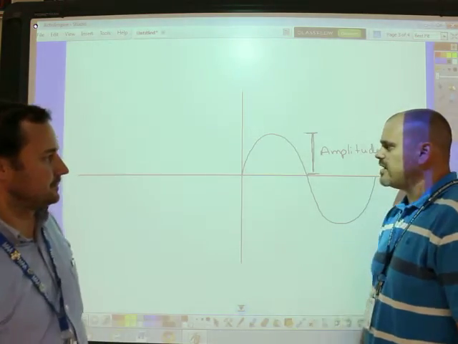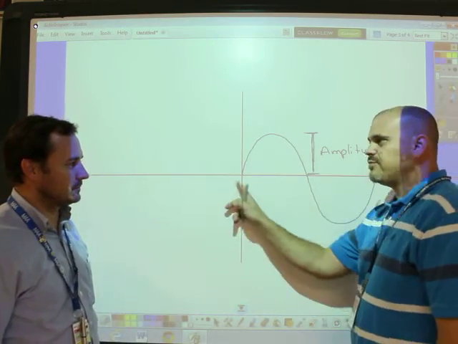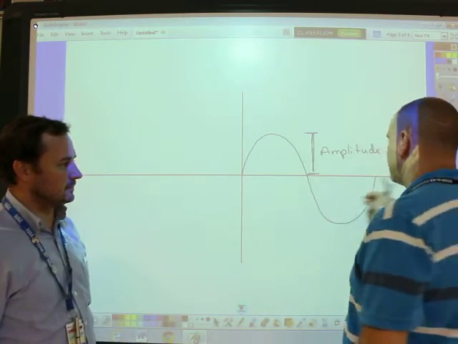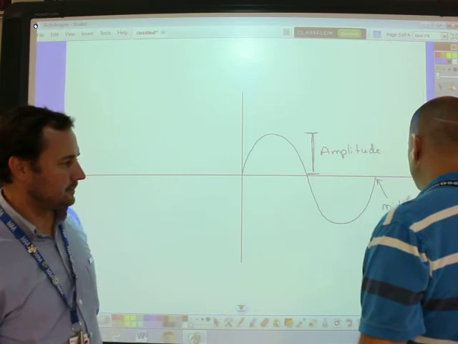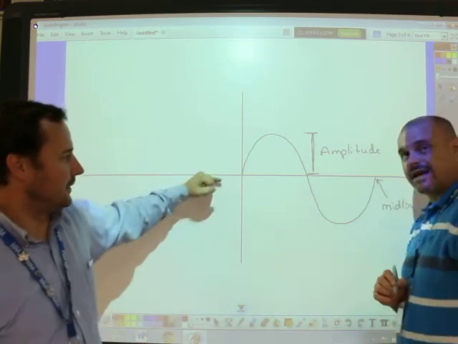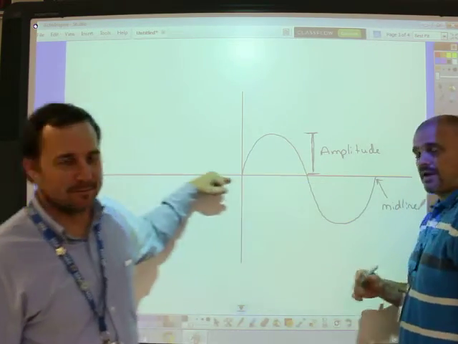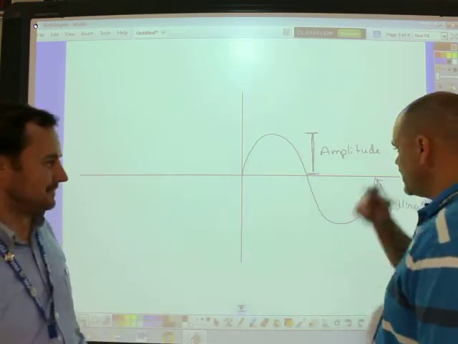Well, while we're talking about it, what do we call this halfway point, this sea level point? What do we call this halfway point right here? We call that the midline. So midline, M-I-D-L-I-N-E. It's a line and it's in the middle. Straightforward. All right.